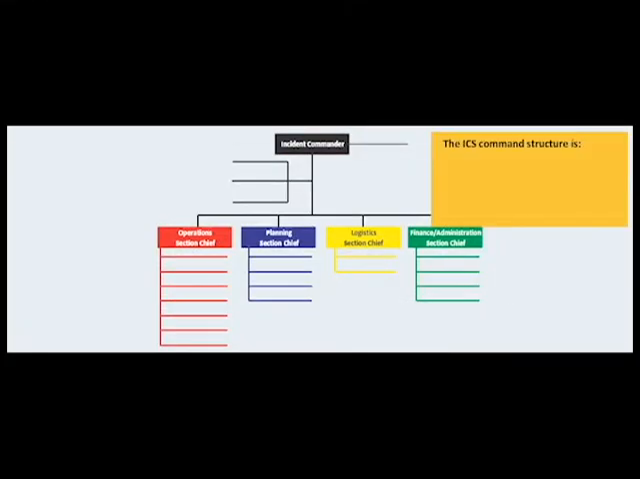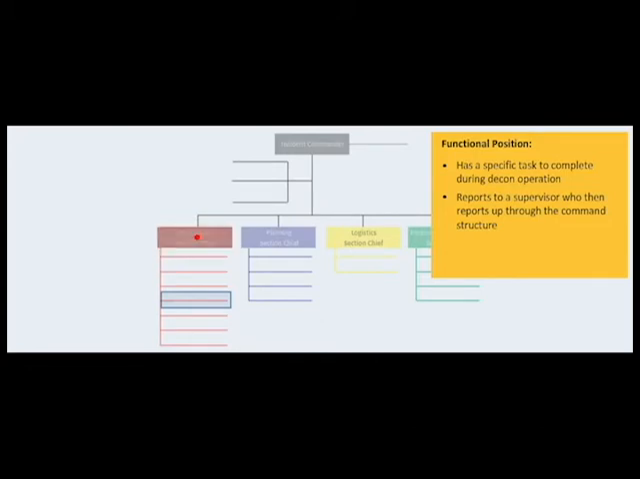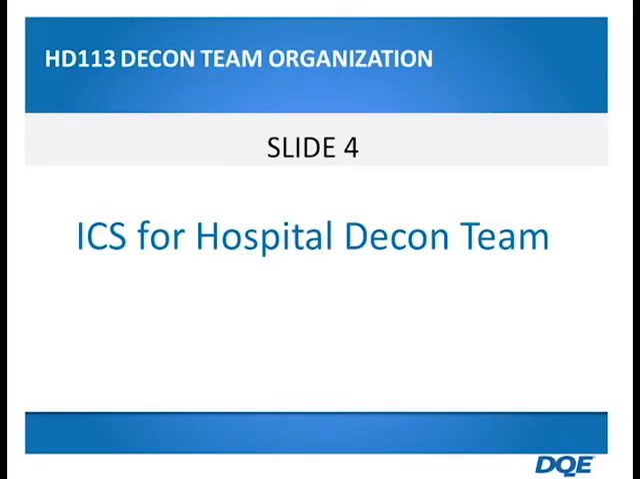The ICS command structure is flexible and can be expanded or contracted to meet the needs and objectives of an incident. It is made up of functional positions that have specific tasks to complete during the emergency decontamination operation. Each position reports to a supervisor who reports up the command chain, ultimately to the incident commander, who is held accountable for all actions.